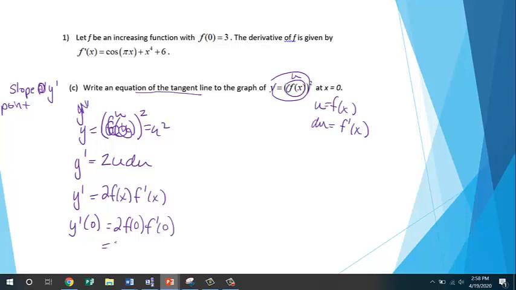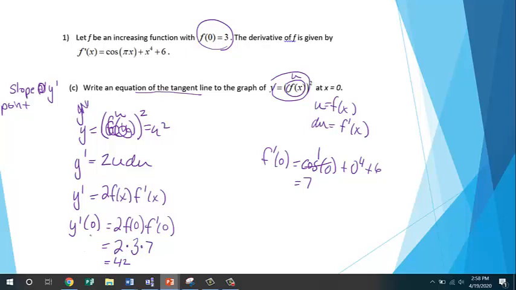Okay, so let's see if I can do this. When I have 2, f of 0 was given. They told me that it was 3. And then f prime of 0, they did give us f prime, so I'm going to plug in 0. Pi times 0 will just be 0, plus 0 to the fourth plus 6. Cosine of 0 is 1, and 1 plus 6 is 7. So I know f prime of 0 is 7. So 2 times 3 times 7 is 42, which means y prime of 0 is 42, which means I just found my slope.